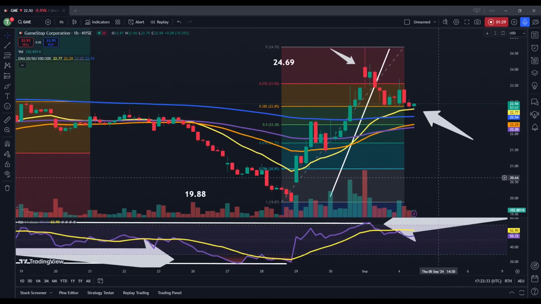So if we do start to see continued breaks of support below these exponential moving averages, I think that you can say that this most recent trend wave higher has run its course, and that things are ready to start to turn back into the negative direction for this stock. So here's the current market update for GameStop Corporation, stock ticker GME.